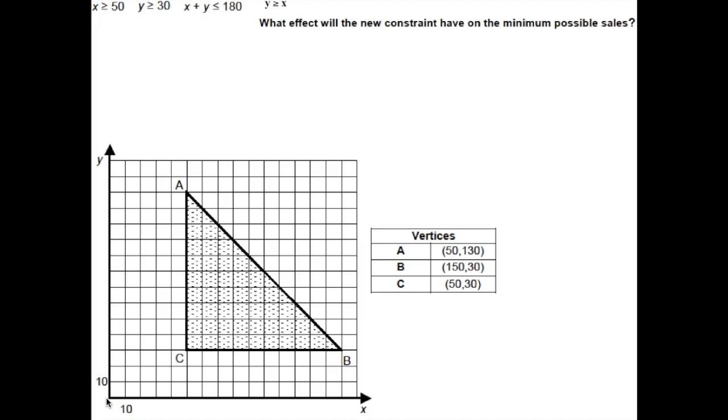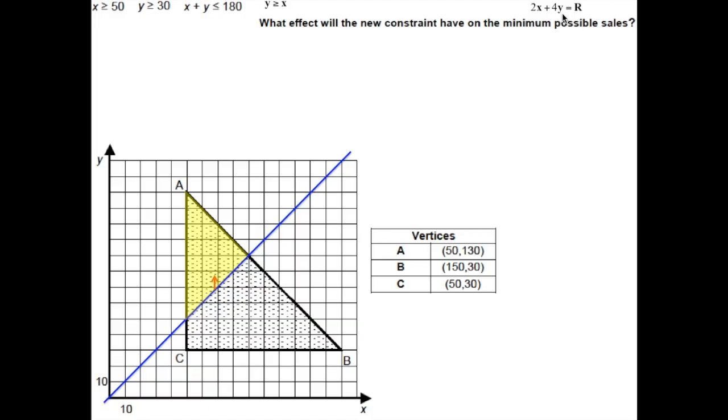Because the slope is equal to 1, I'm going to go over 1, up 1, over 1, up 1. So you're coming up along this diagonal, like this. We're talking about Y is greater than or equal to X, so we're going to shade above, like that. So it makes our polygon of constraints this little yellow triangle now.